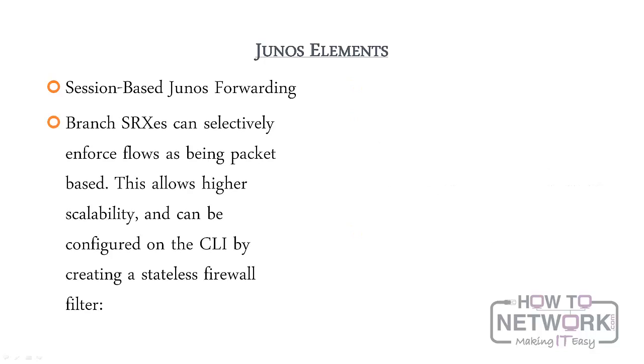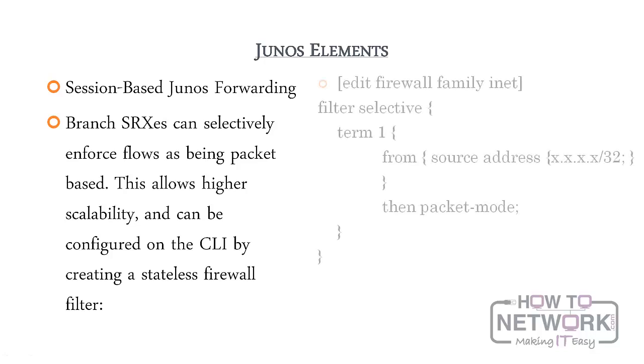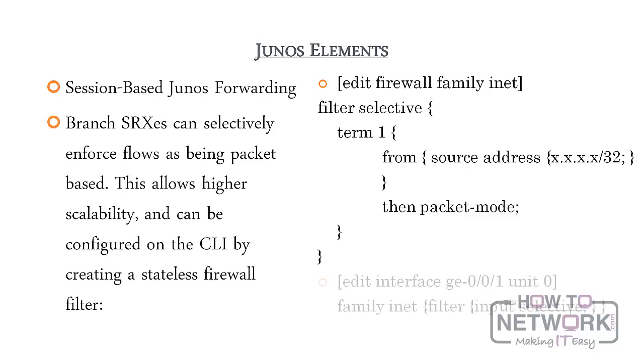Branch SRXs can selectively enforce flows as being packet-based. This allows higher scalability and can be configured on the CLI by creating a stateless firewall filter. As you can see in this configuration, we are in the edit firewall family inet configuration hierarchy, and we have a filter named selective with one term from source address, the address, and then the term then packet-mode, and applying it to the outbound interface with the edit interface ge-0/0/1 unit 0 family inet filter input selective.